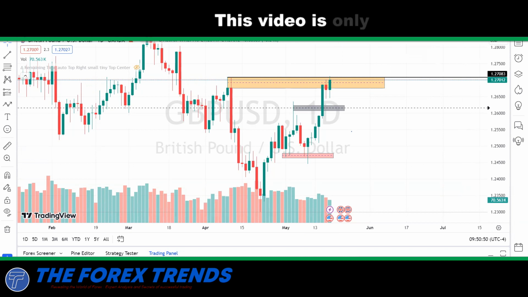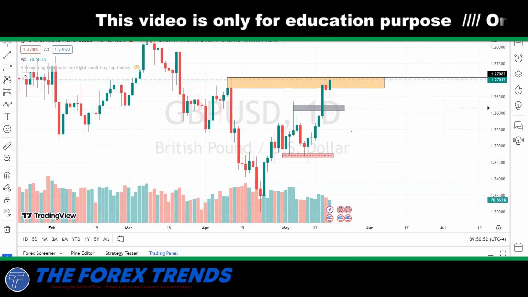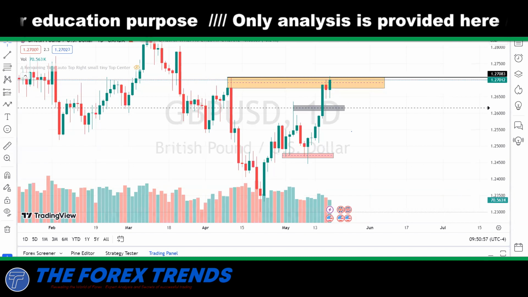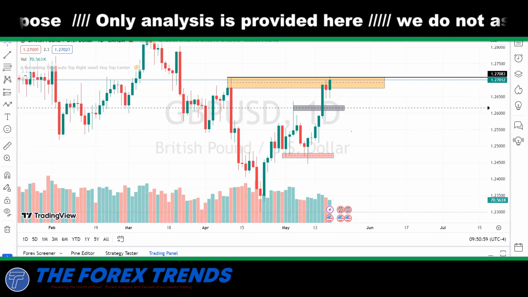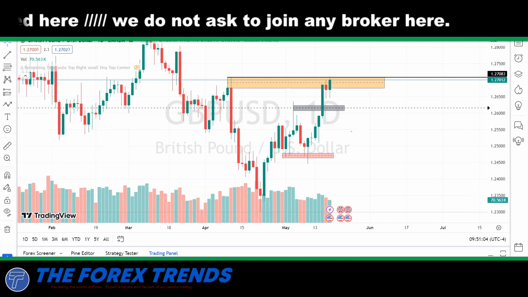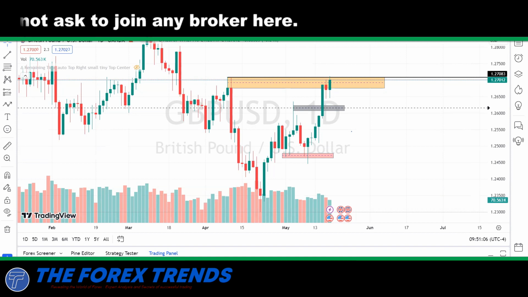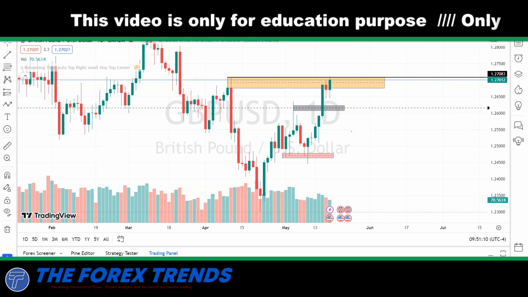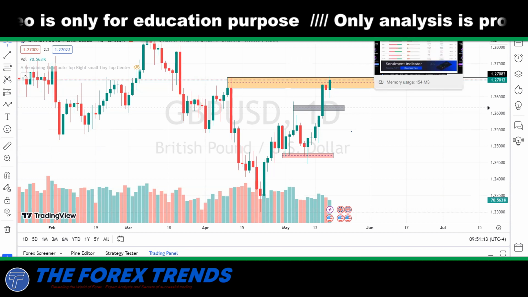All right, let's start the analysis of GBPUSD as well as the dollar index for next week. I will also look at some possible trade setups for the next week in GBPUSD, correlated with the dollar index.